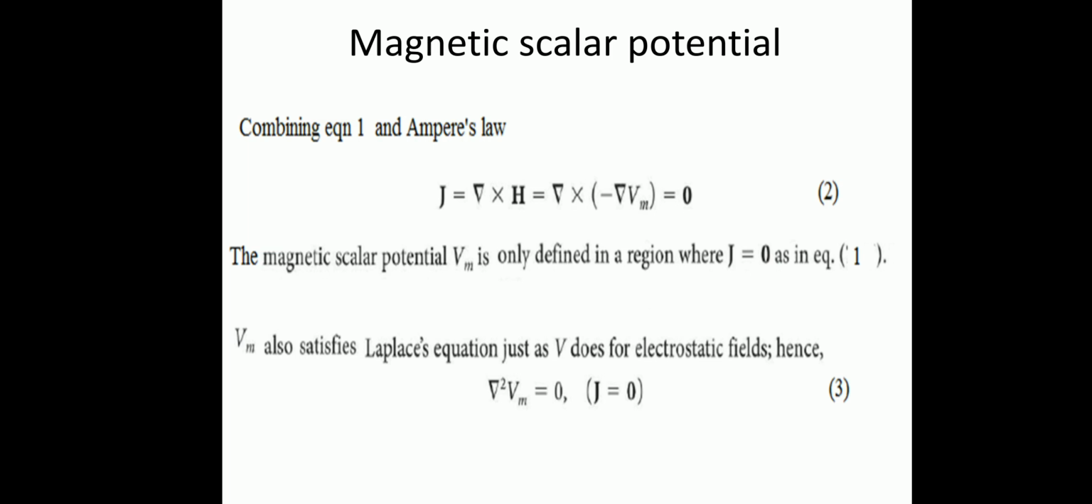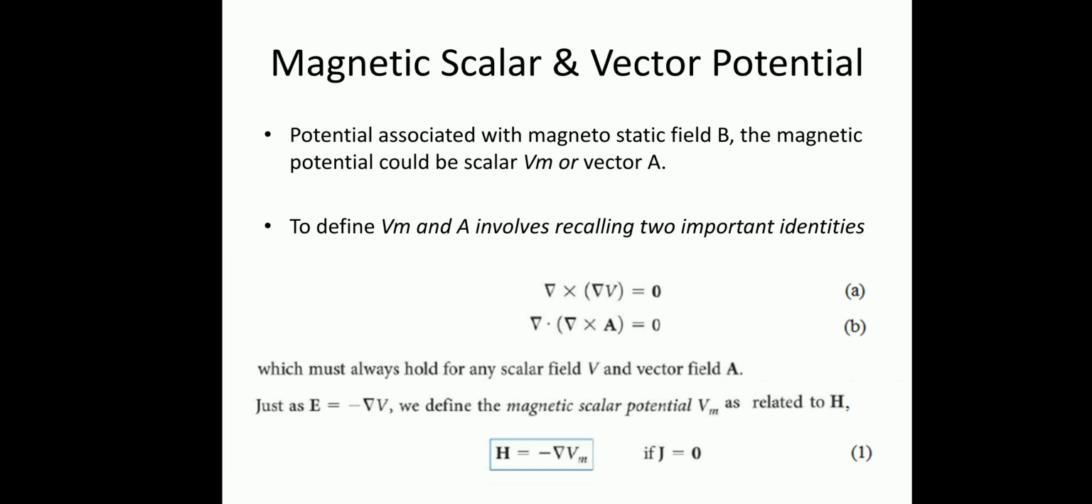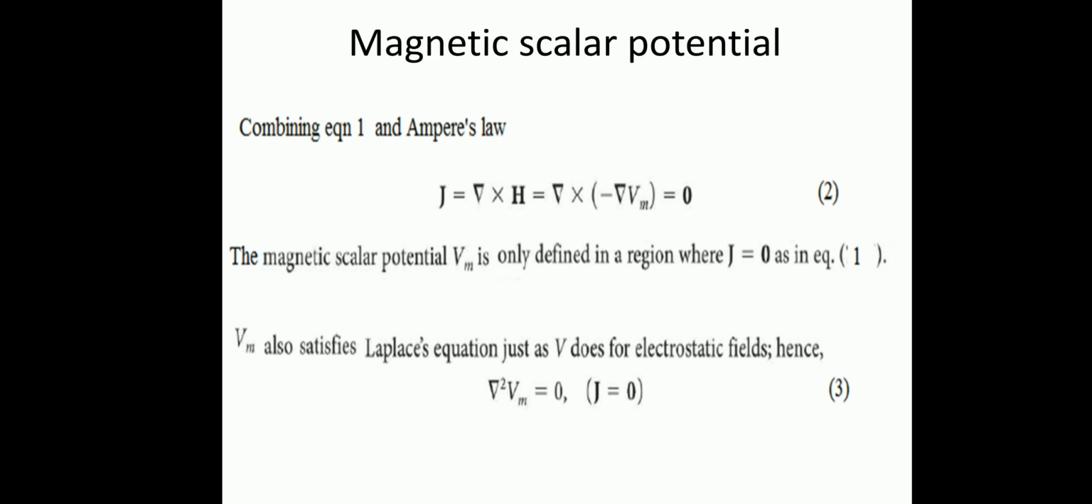So we can write del cross H as del cross minus del Vm. As already said, the curl of the gradient of a function is always 0, so del cross minus del Vm is equal to 0. That means J equal to 0. So the magnetic scalar potential Vm is only defined in a region where J equal to 0.